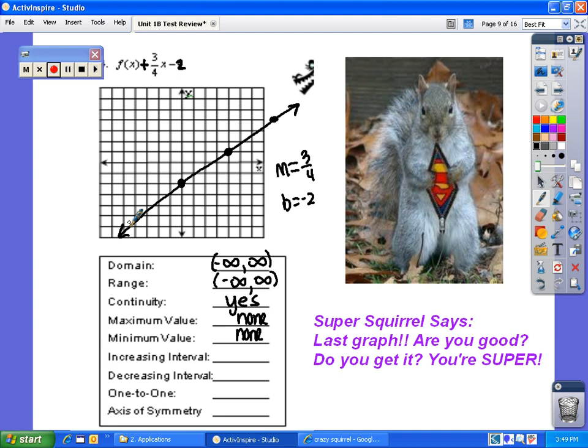This graph is constantly increasing. It's increasing, increasing. It's constantly going up. So because this is an increasing graph, it's increasing everywhere from negative infinity to positive infinity. This graph never decreases, so there is no decreasing interval. It does pass the horizontal line test. So yes, it is going to be 1-to-1. And we have no axis of symmetry, because that is only for absolute value graphs and parabolas.